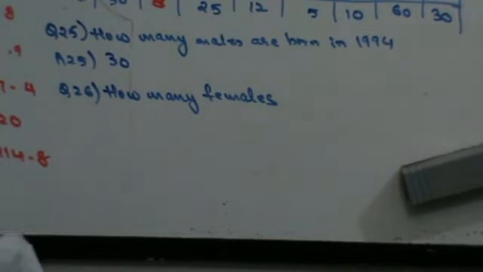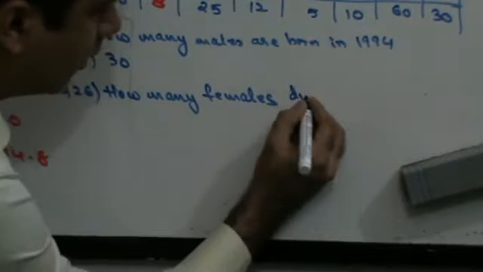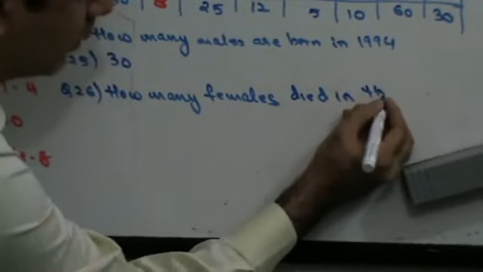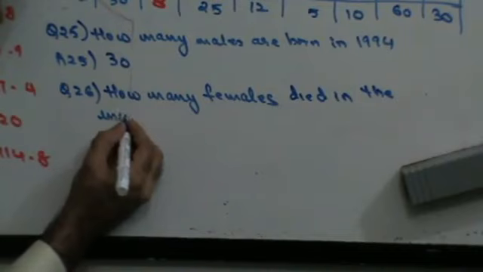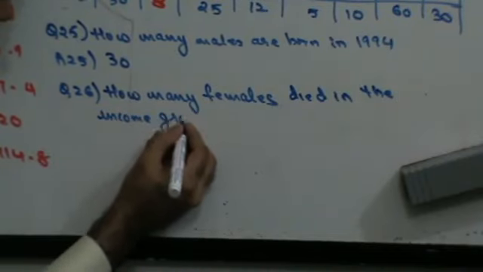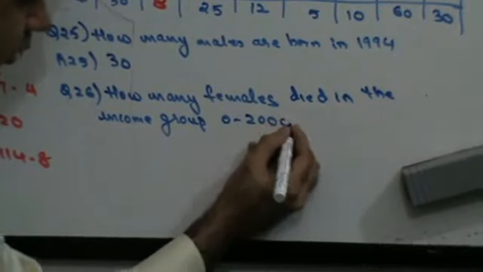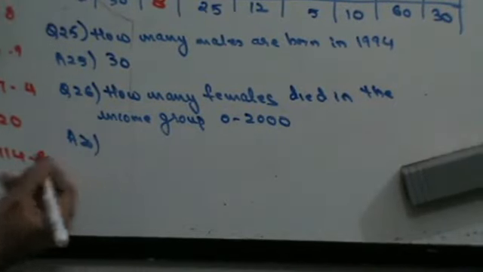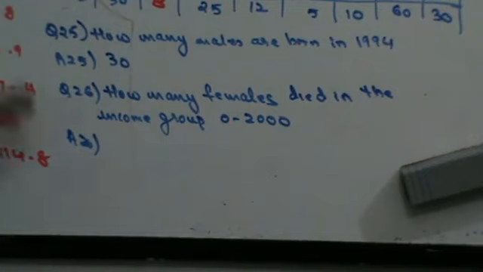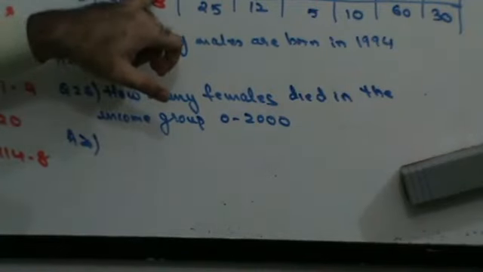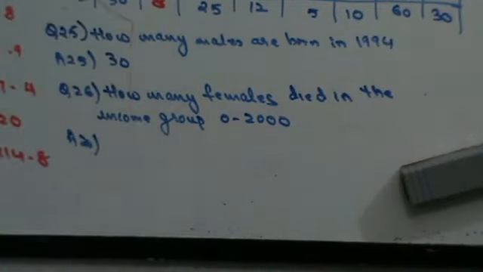Okay. How many females died in the income group 0 to 2000? Right? How many females died in the income group 0 to 2000? 4 females. There have been only 4 deaths there. Next, let's move on to the next question.